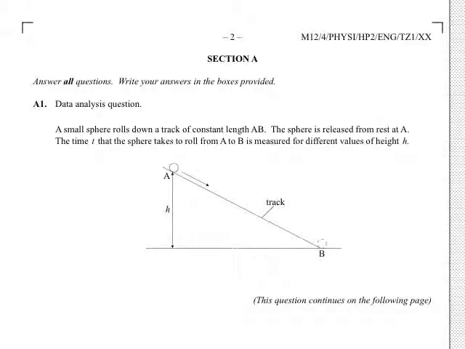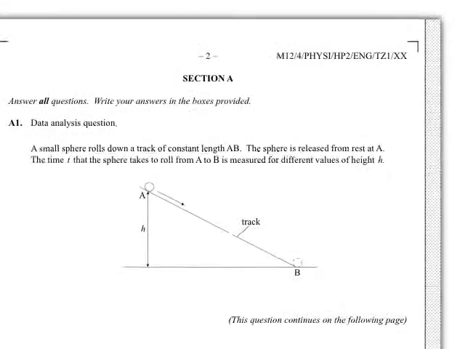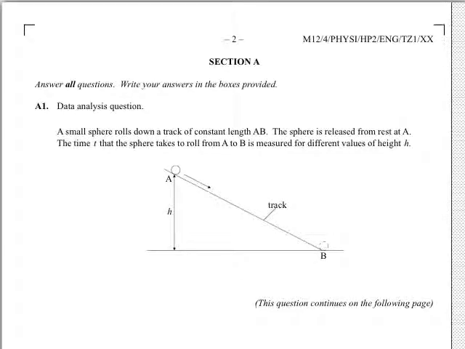Okay, so in this practical question, we have a small sphere rolling down the track at a constant length. The sphere is released from rest at A, and the time t is measured. If we have a look at the graph, we can see that the time t is plotted against 1 over h. Okay, so that gives us an idea of the practical setup.